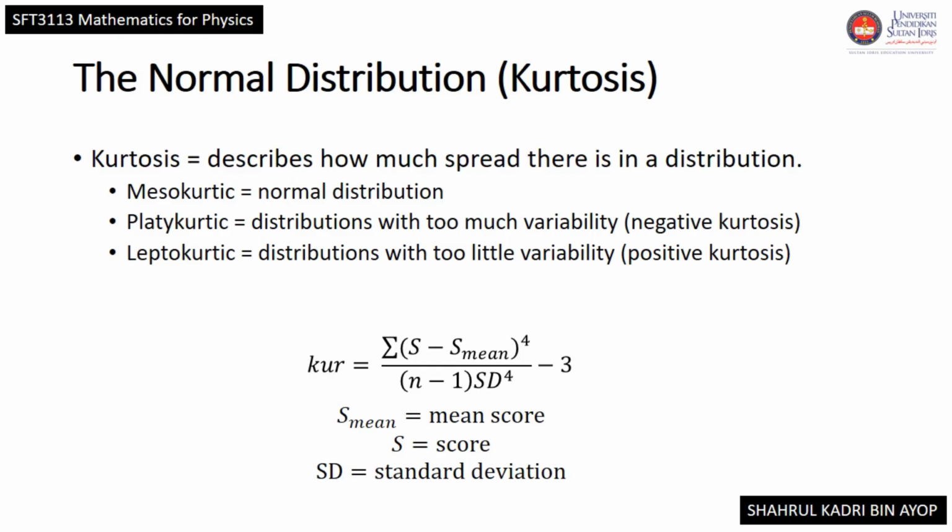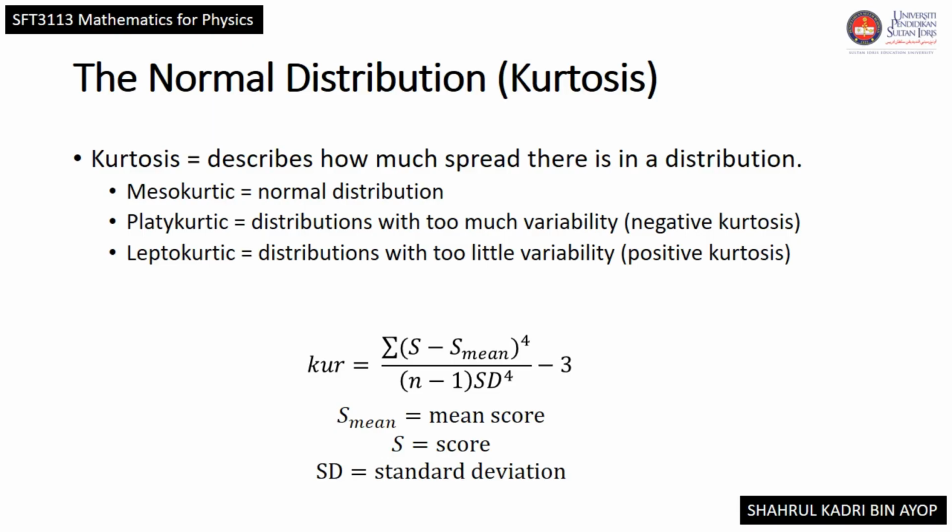There are three types of kurtosis: mesokurtic, platykurtic, and leptokurtic. Mesokurtic refers to the normal distribution, while platykurtic refers to distribution with too much variability or negative kurtosis. And the last one is leptokurtic, which refers to the distribution with too little variability or positive kurtosis.